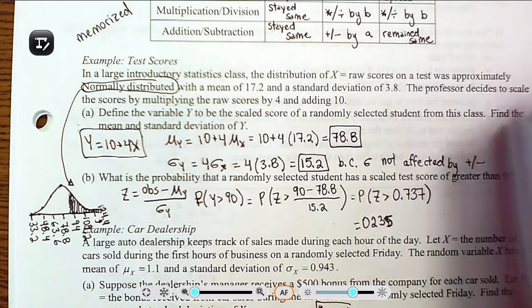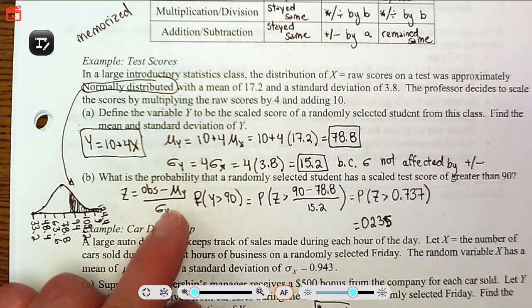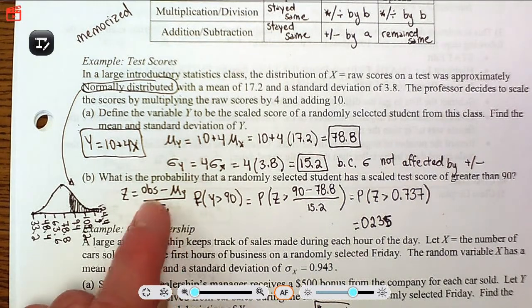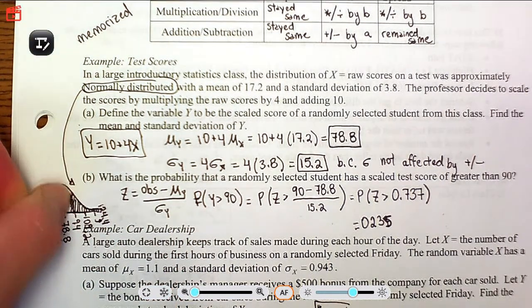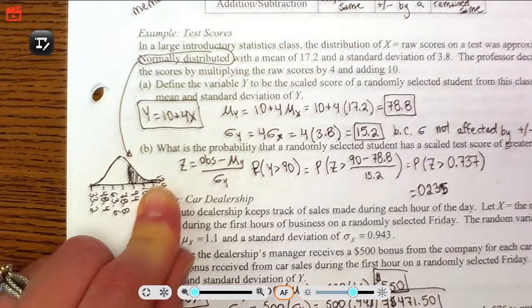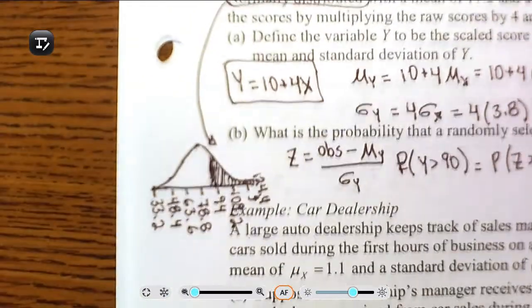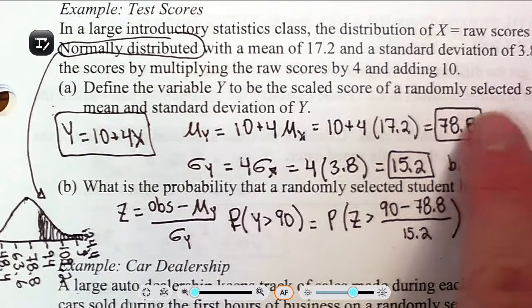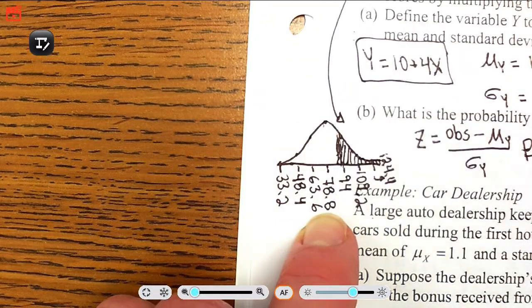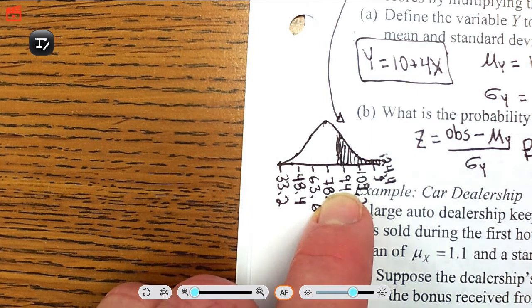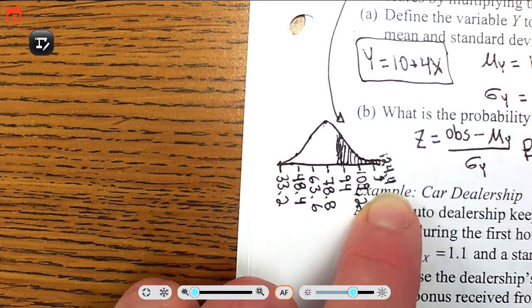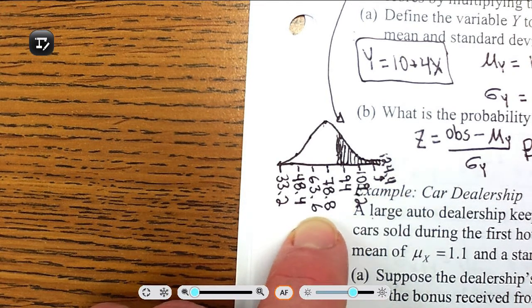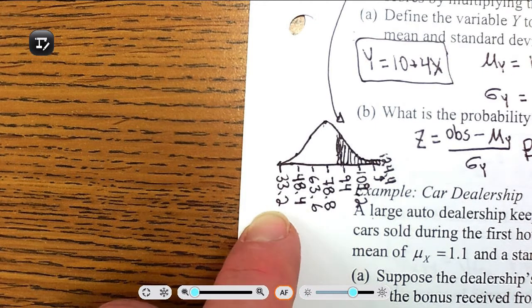addition or subtraction. What is the probability that a randomly selected student has a scaled test score greater than 90? So I'm curious about the 90 line and on up. So what I have to do is start with a normal curve, and put my 78.8 in the middle, and count by 15.2s. So 78.8 goes there, 15.2 more is 94, then 109.2, and 124.4. On the other side, 63.6, 48.4, 33.2.